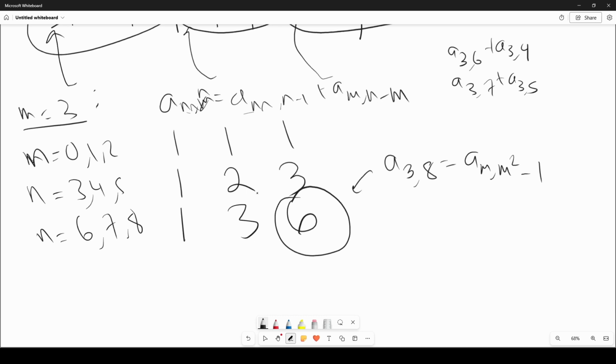So for m equals 3, look what happens. Let's say we're trying to find what this value is. Well, am comma n minus 1 is actually the term right before it, and am comma n minus m is the term right above it. So once again, this is a3 comma 6, and we want that to be a3 comma 5 plus a3 comma 3.